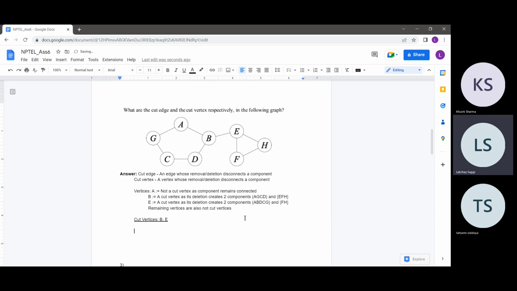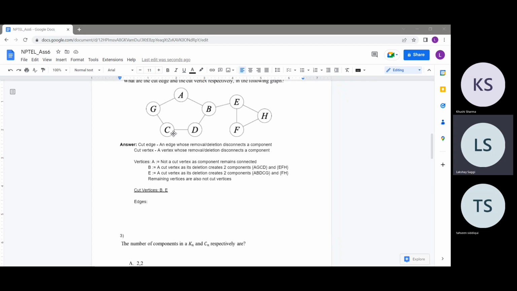Now coming to cut edges. For edges, in a similar fashion, I'll go over all the edges one by one. Let's look at this edge A comma G, which connects A and G. On removal of this edge, the whole remaining component is still connected. So this won't be a cut edge. Similarly, for C to G, on this deletion also, the remaining component C, D, G, A, E, F, H is still connected. So this GC edge will not be a cut edge.